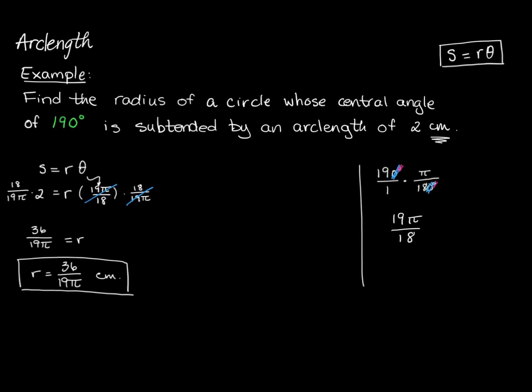Okay, we've done problems where I knew r and theta and I was asked to find s, both where theta was given in radians and where it was given in degrees. And we've done problems where we knew s and theta and we were looking for r, with theta in radians and with theta in degrees. So now let's take a look at an example of a problem where you know s and r and you're looking for theta.